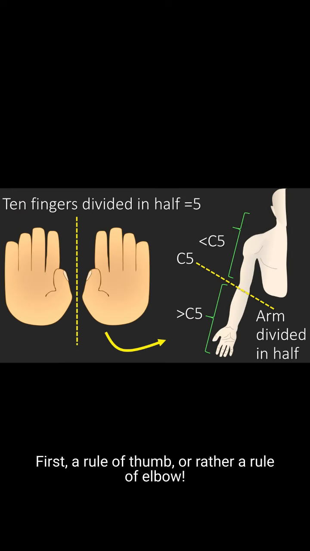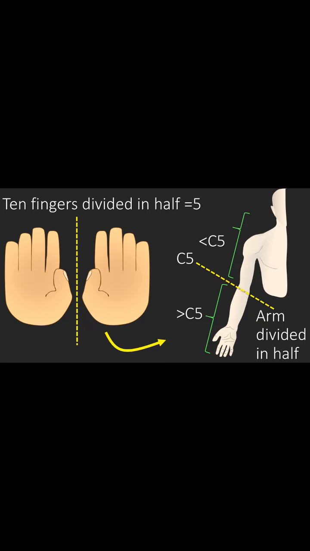First, a rule of thumb, or rather, a rule of elbow. You have 10 fingers. If you divide that in half, you get 5. Similarly, if you divide your arm in half, that would be at the elbow, you will also get 5. C5, that is. C5 radiates towards the elbow. So if it radiates below this, it is below C5, and if it radiates above this, it is above C5.